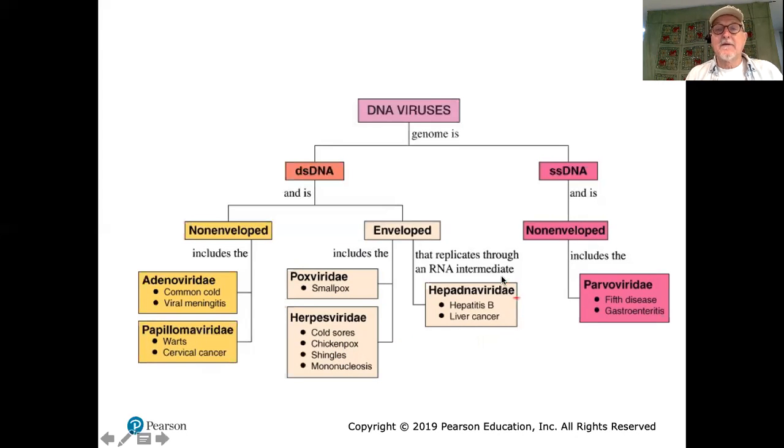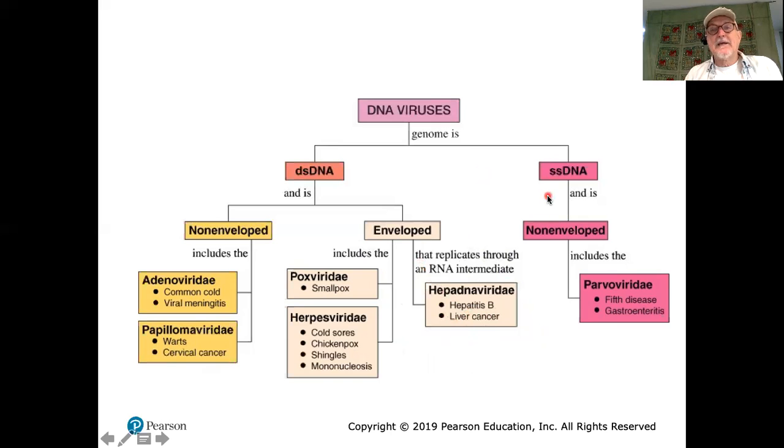The other enveloped one, I'm not going to talk about in any detail. A very peculiar virus called the Hepadnaviruses that cause hepatitis B, but don't worry about these. We won't. I may mention them again when we talk about illnesses, but they're rather strange.